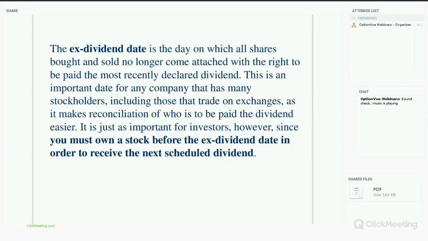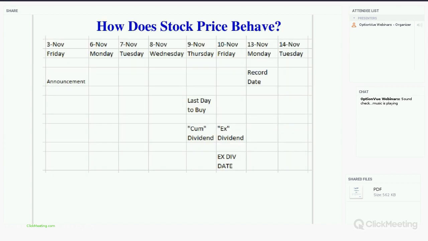Now, let's go through the definition of ex-dividend. The ex-dividend date is the date on which all shares bought and sold no longer come attached with the right to be paid the most recently declared dividend. This is an important date for any company that has many stockholders, including those that trade on exchanges, as it makes reconciliation of who is to be paid the dividend easier. It is just as important for investors, however, since you must own a stock before the ex-dividend date in order to receive the next scheduled dividend. Just to be clear. Because this is very important that we understand what the ex-div means, what the record date is, etc.